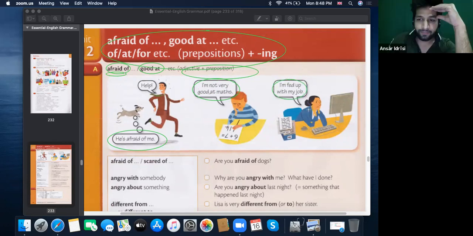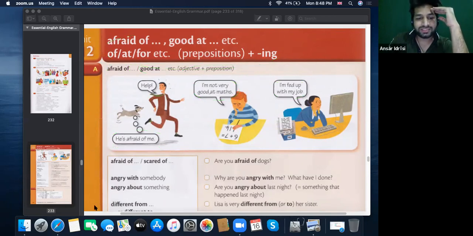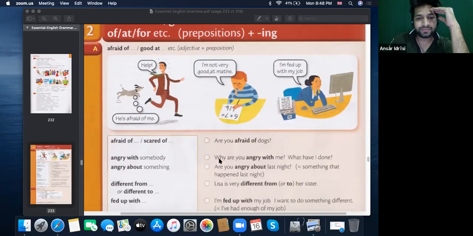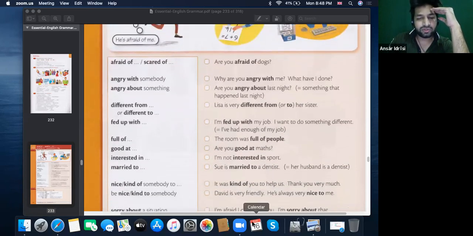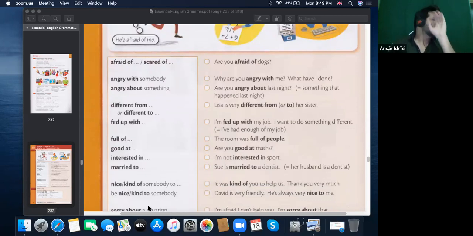I'm fed up with my job. मैं थक गया हूँ मेरे job से. I'm not very good at mathematics. He is afraid of me. Okay. So one simple preposition is there and an adjective. उसका meaning थोड़ा सा अलग आता है. ध्यान दीजिए. As you can see here, क्या आ रहा है meaning?